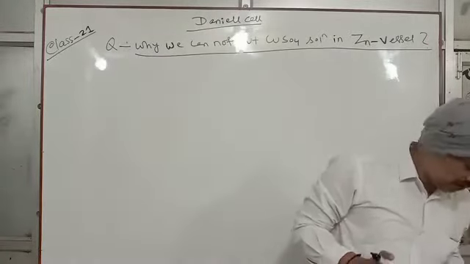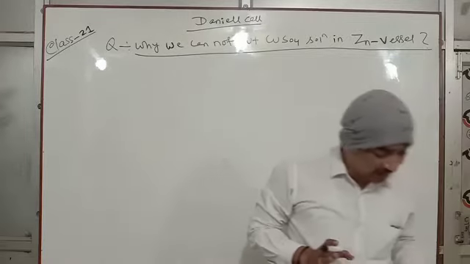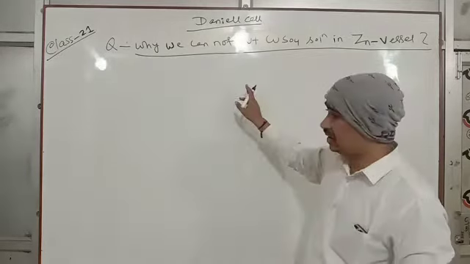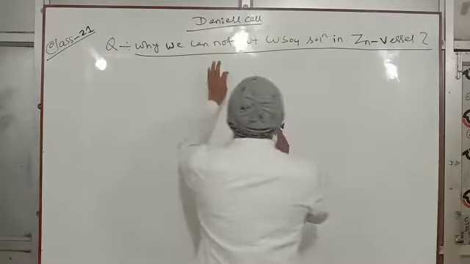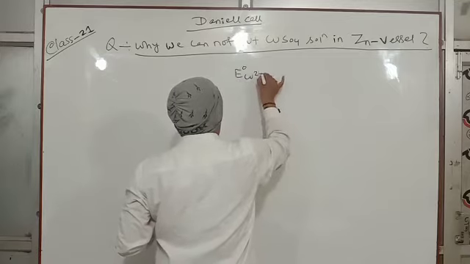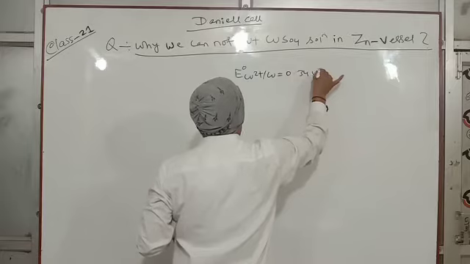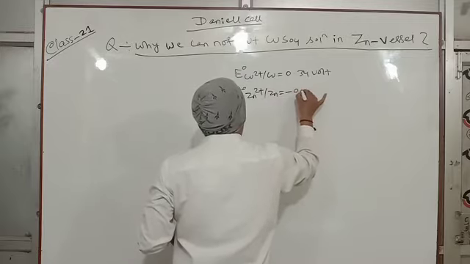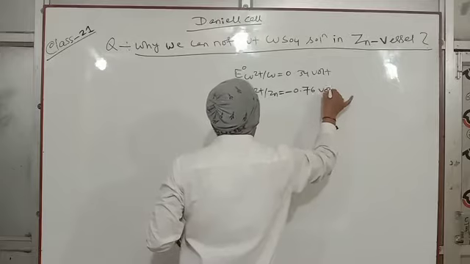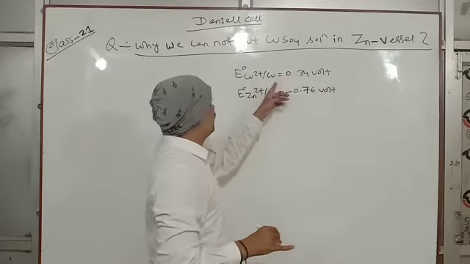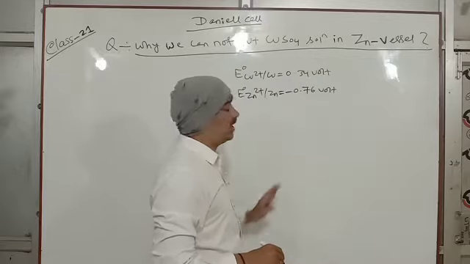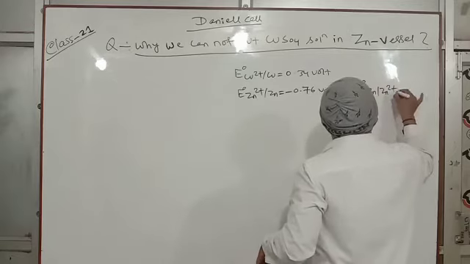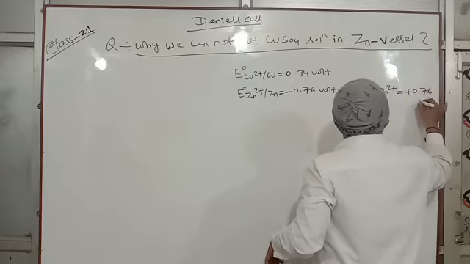Look at the electrochemical series, it gives one point: to predict the reactivity of metals, an element whose oxidation potential is more is more reactive. Suppose two elements are given. Here, the reduction potential of copper 2 plus by copper is 0.34 volt, and of zinc 2 plus by zinc is minus 0.76 volt. If we convert this, zinc to zinc 2 plus is plus 0.76 volt.